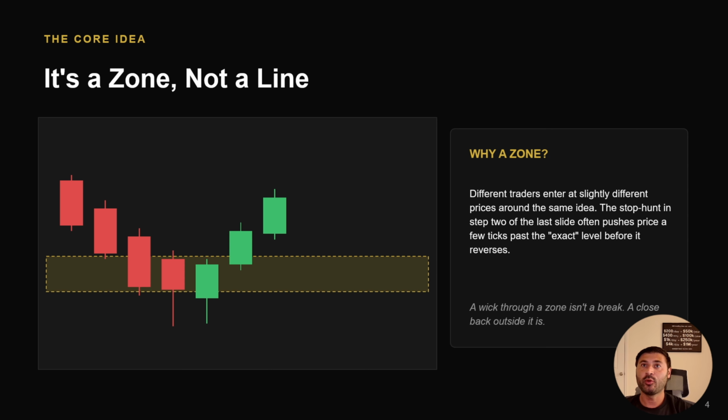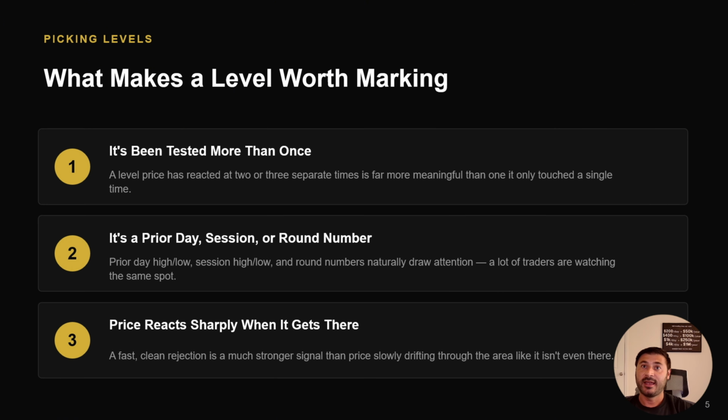So the rule is simple: a wick poking through a zone means nothing on its own. What matters is whether price actually closes outside of it. So stop drawing a single line to the exact tick. Give yourself a zone between 5 and 10 ticks of room around any level. And not every wiggle on the chart deserves a line.